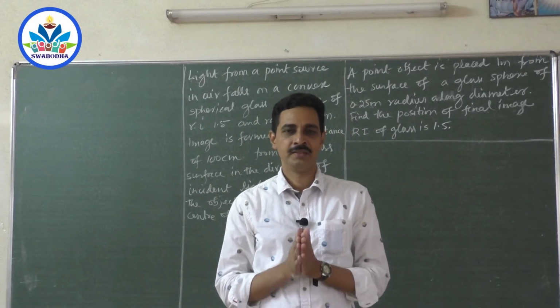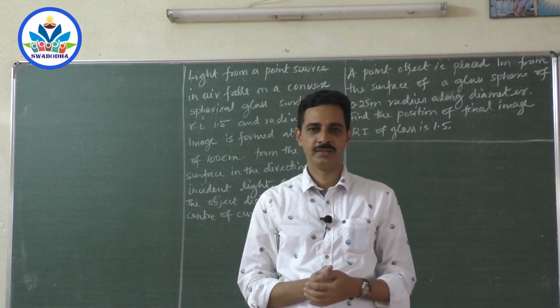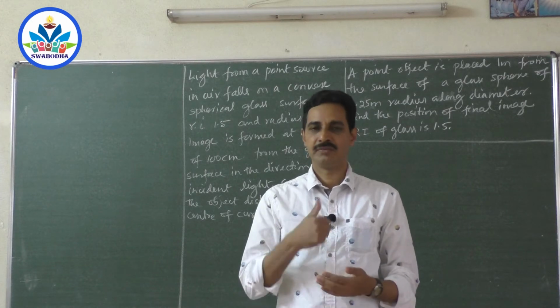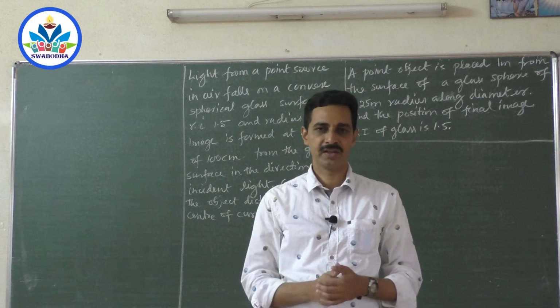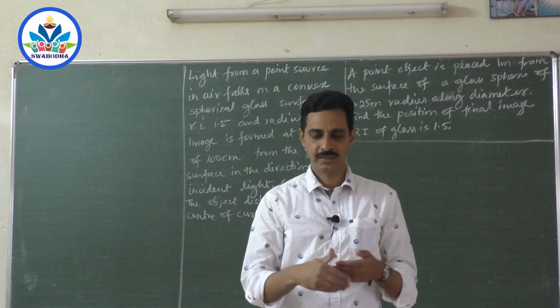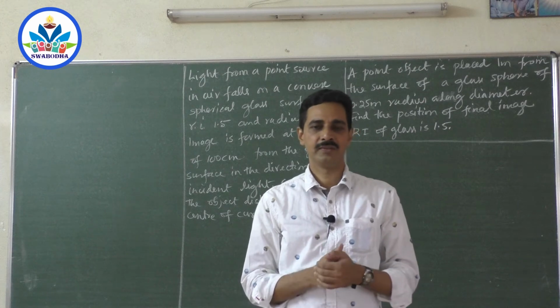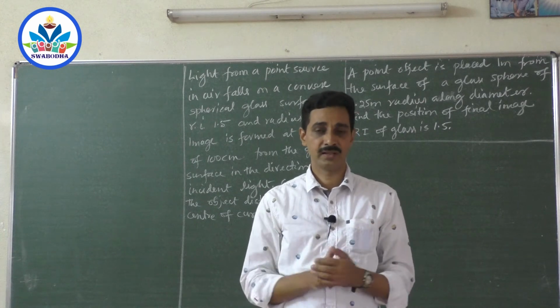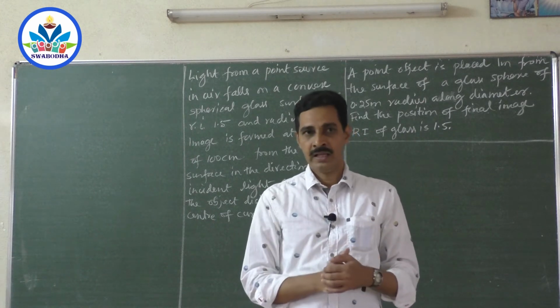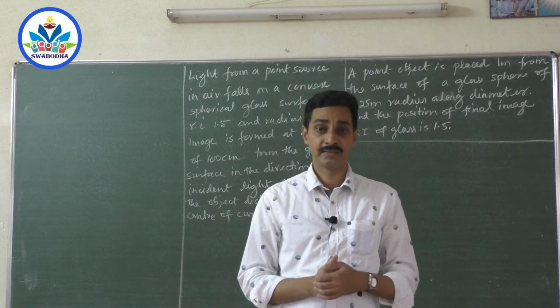We have been discussing various aspects of light, like refraction at plane surface, refraction at curved surface. So just in the previous class, we have discussed how a ray of light undergoes refraction in a curved surface. Now the next derivation is lens maker's formula.